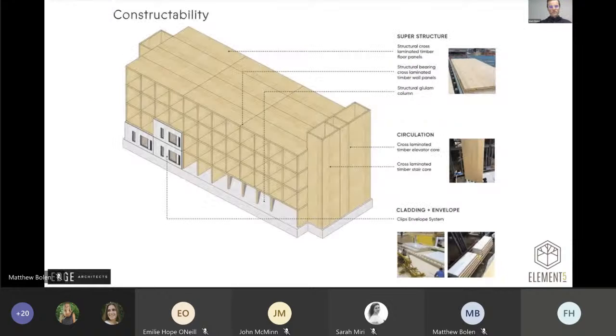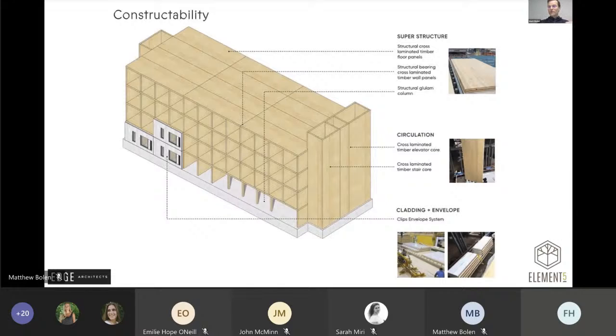So again, when we were looking at the overall constructability, it really broke down for us into three major subheadings. There's the superstructure itself, so you can think of the walls and the floors and how quickly they go up. Then you have the circulation elements, the stairs and the elevators that are a key part of moving people through the building. And then finally, the cladding and the envelope on the outside. So you can see from this diagram that we'll go through how that works.